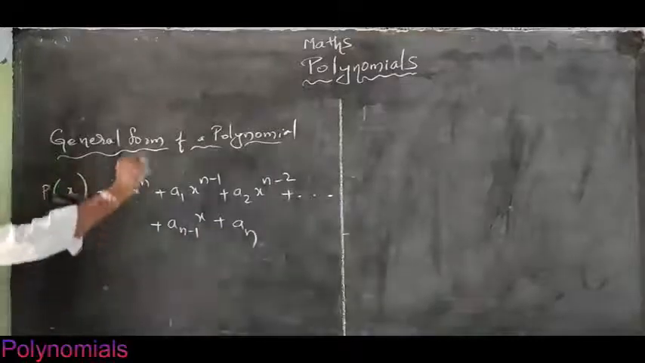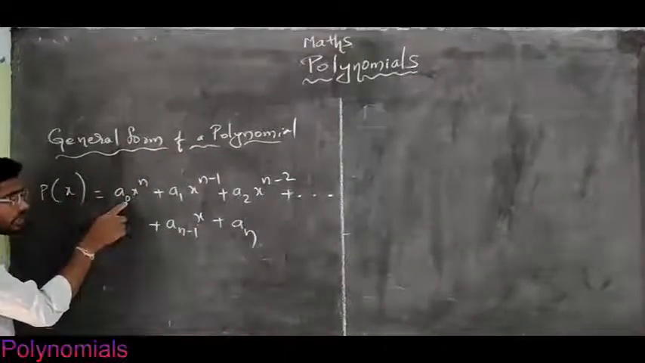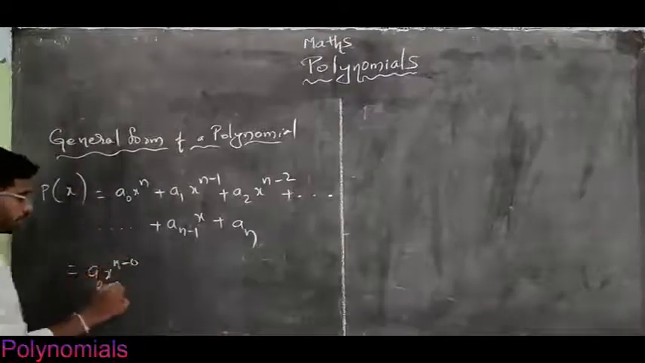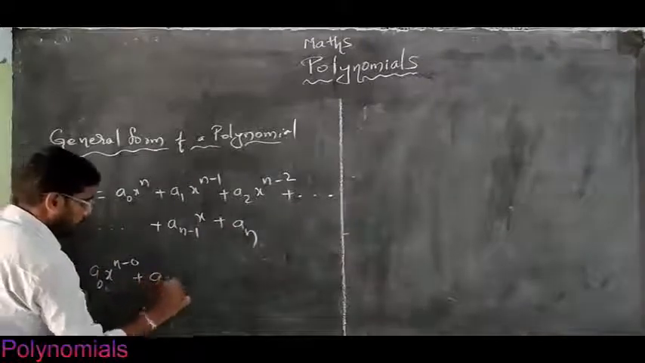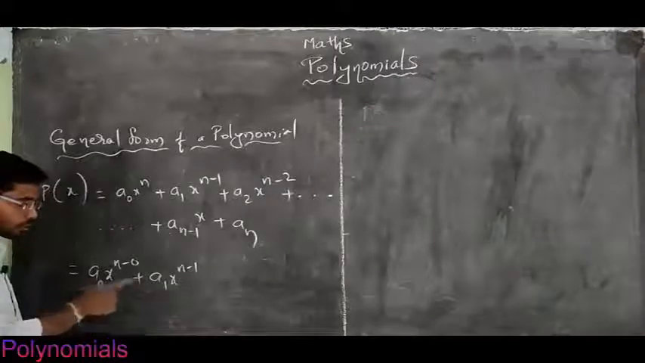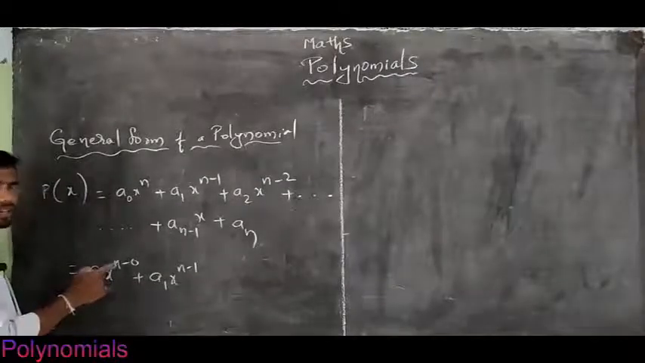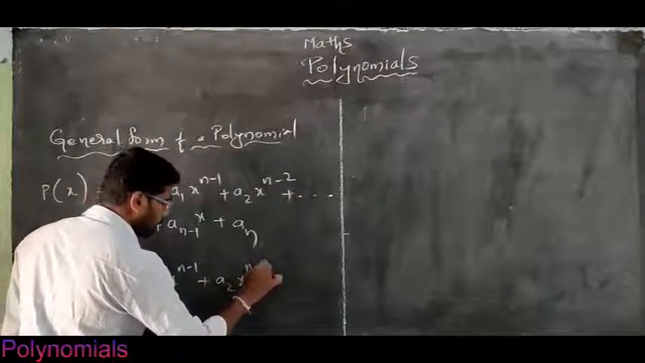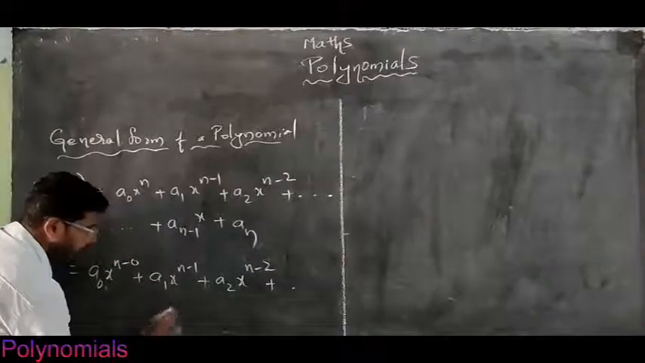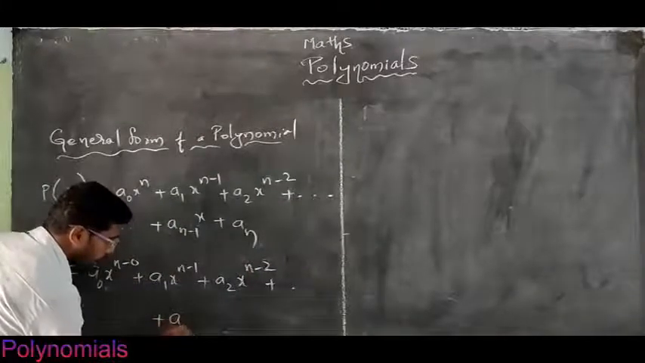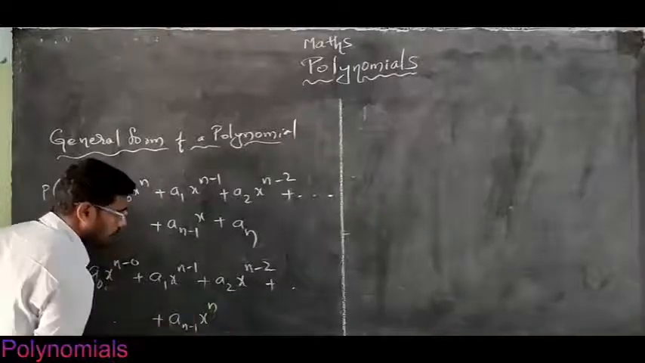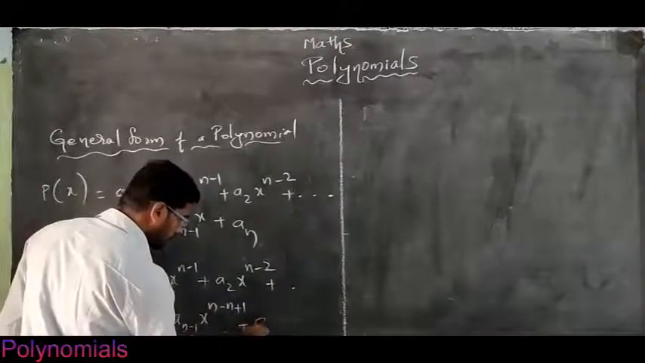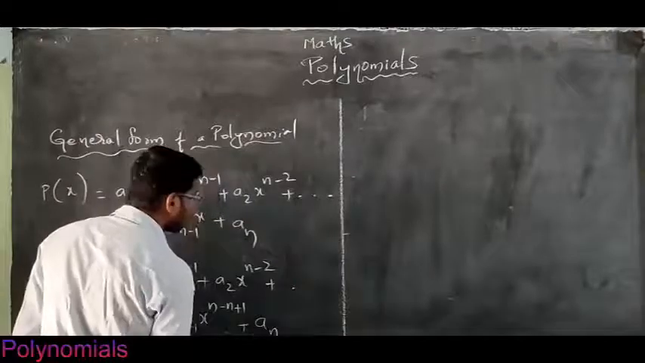Now how to remember this? Once again I am going to write. Here always you have to start with 0. So a naught x to the power of n minus 0, next a1 x to the power of n minus 1, then plus a2 x to the power of n minus 2, plus so on up to, next you will get a n minus 1 x to the power of n minus n plus 1, plus an.